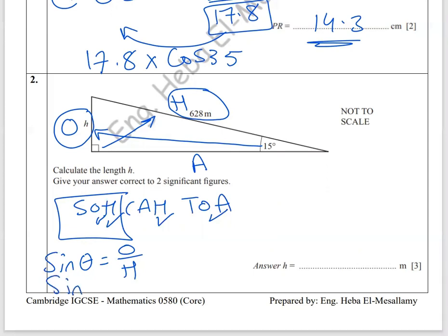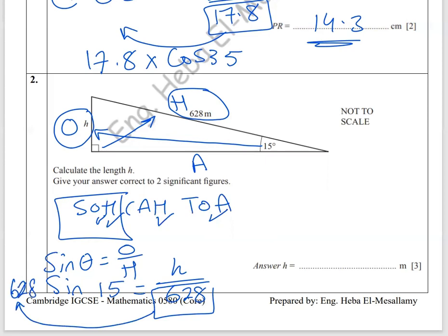Start substitution. The angle here is 15. Sine 15 equals, the opposite here is labeled as h, and the hypotenuse is 628. As in the last example, what should we do with the 628? We will move it to the other side as multiplication. So this line should be typed on the calculator: 628 multiplied by sine 15, you'll get an answer which is 162.5 or 0.538 and so on. You can just round your answer to 3 SF. So the final answer is 163 meters.